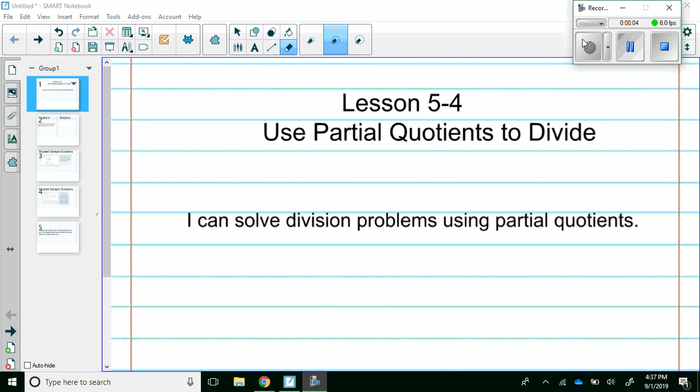Today's lesson is lesson 5-4, use partial quotients to divide. The I can statement is I can solve division problems using partial quotients. Press pause now to write the lesson number, title, and I can statement on a new piece of paper in your math notebook. Press play when you are ready to continue.